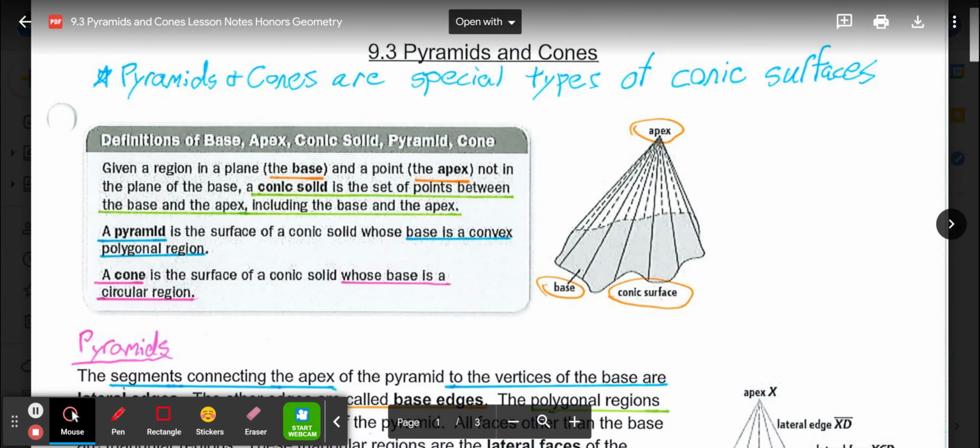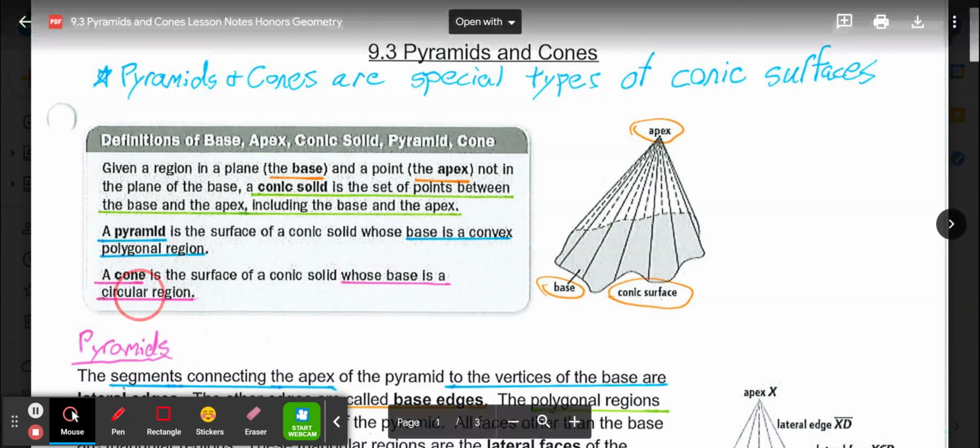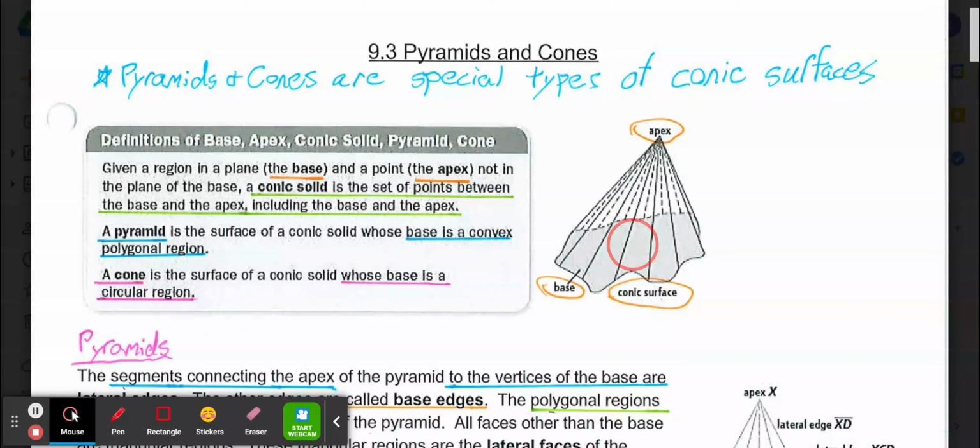A pyramid is the surface of a conic solid whose base is a convex polygonal region. So if the base shape is any convex polygon, it's a pyramid. If its base shape is a circular region, it would be a cone. So the difference really is that base shape. If it's circular, it creates a cone. If it's any sort of convex polygon, it's a pyramid. And if it's just some sort of weird shaped, irregular base, then we just get a conic or conic solid.